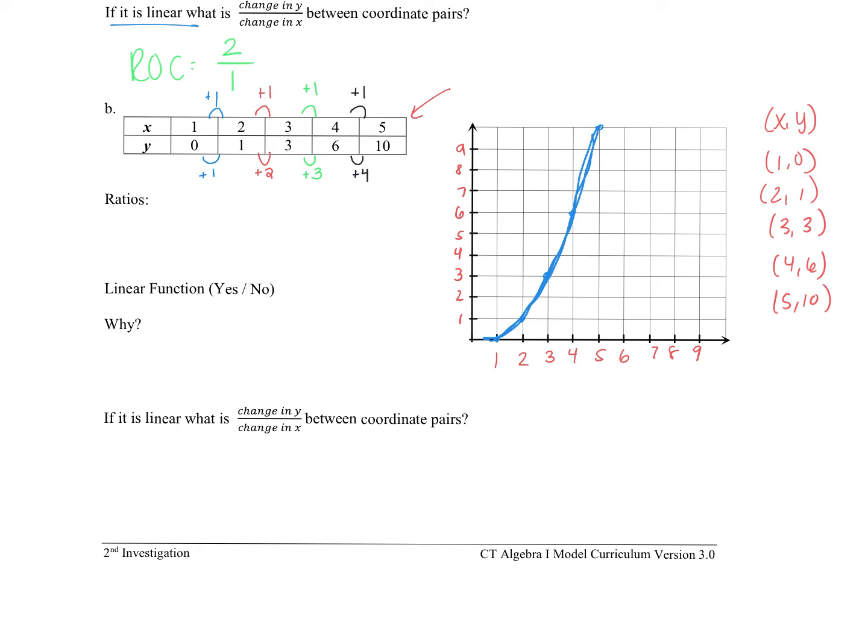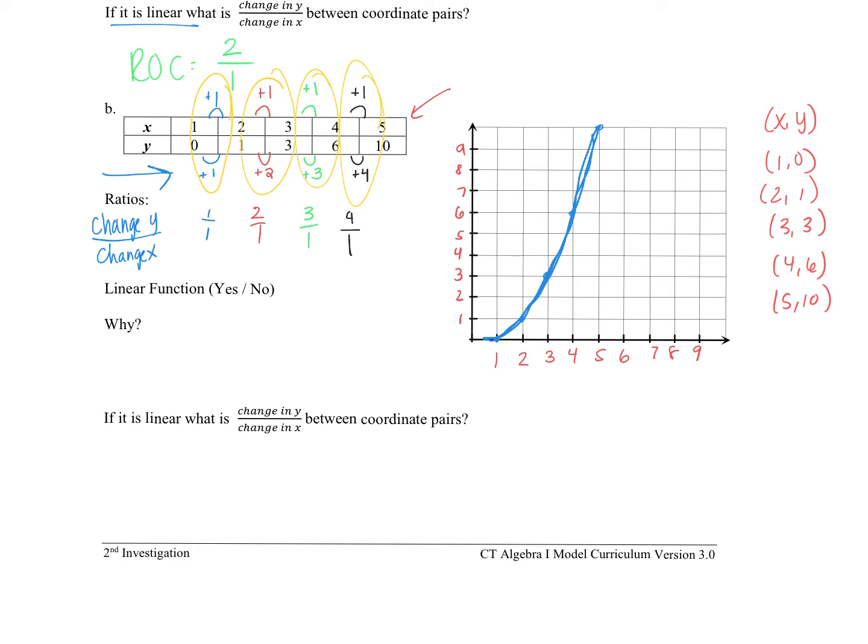Now what you need to do is go ahead and make the ratios. Okay, so my first ratio is 1/1. Remember, change in y all over change in x. So all of your y's need to go on top. Then your next ratio was 2/1. Then your next ratio was 3/1. Then your last ratio was 4/1. Okay? And you're going to tell me, is this a linear function or not?